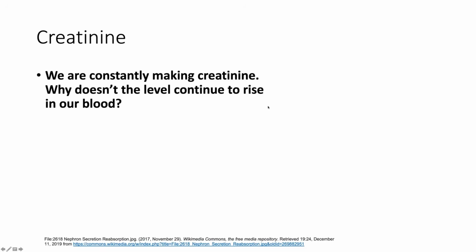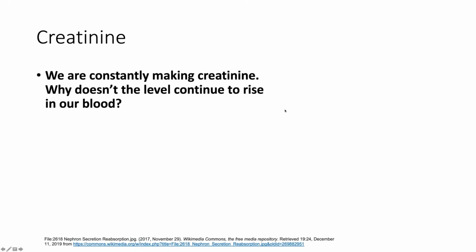Cool. So Nathan, we are constantly making creatinine, right? Because it's a breakdown product of our creatine, which is a reservoir for our high energy phosphate bonds in muscles to help cock our myosin heads so that they can bind to the actin. So why doesn't the level just continue to rise in our blood? Because we're constantly making it. So why doesn't it go up? I think because it's a secreted product. Like it gets secreted in the kidney.